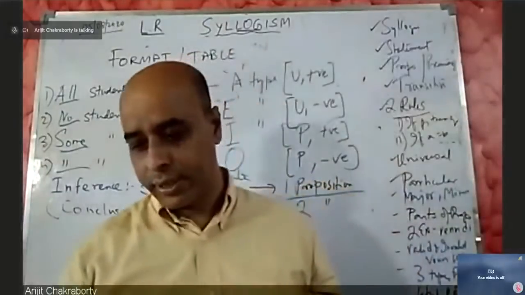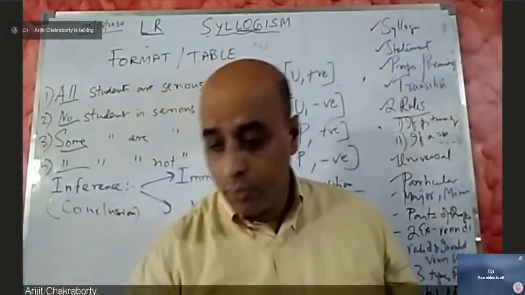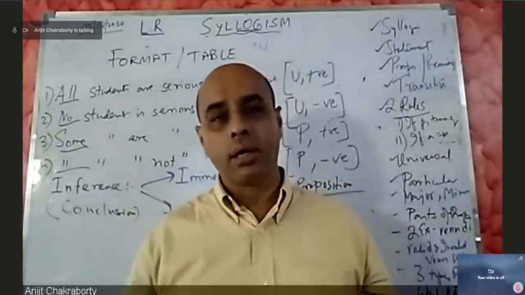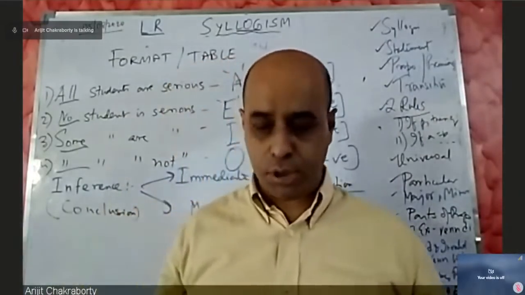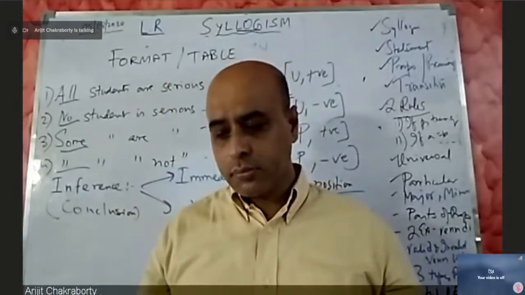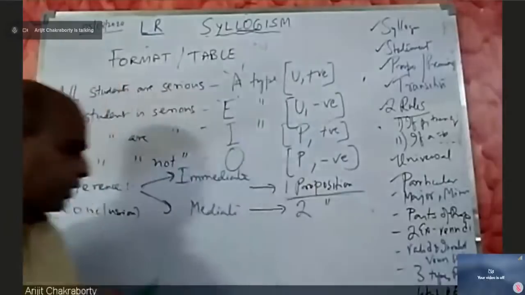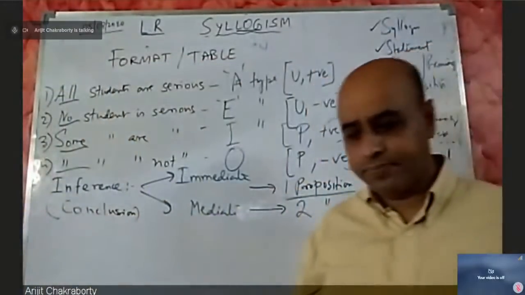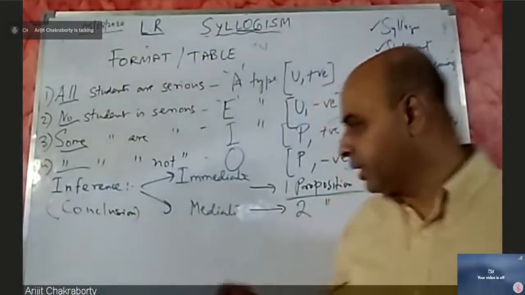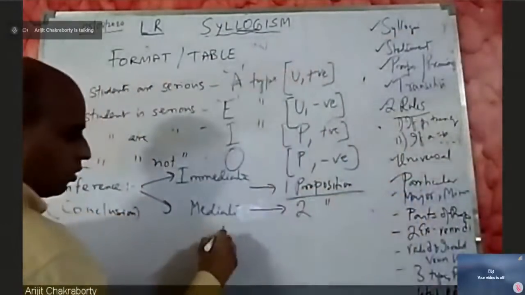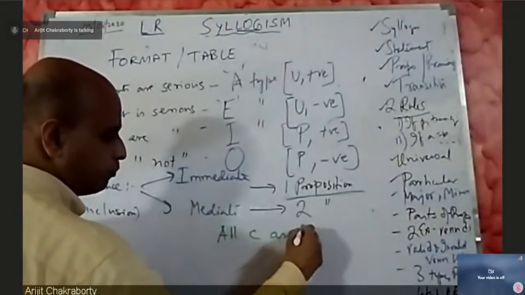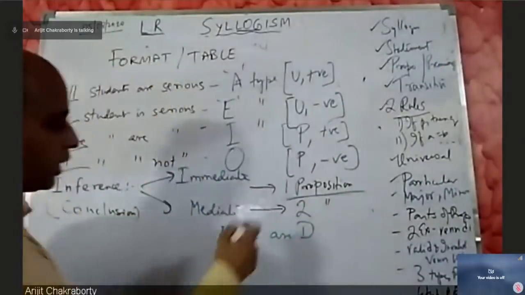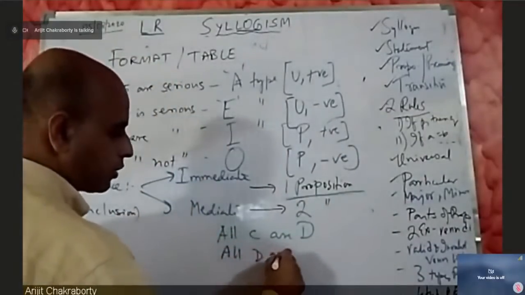It is called immediate. And mediate means when there are two sentences or two propositions and we draw a conclusion based on the two propositions. Now, say I write like this, hypothetical. I write all C are B, all C are D, and I write all D are B.